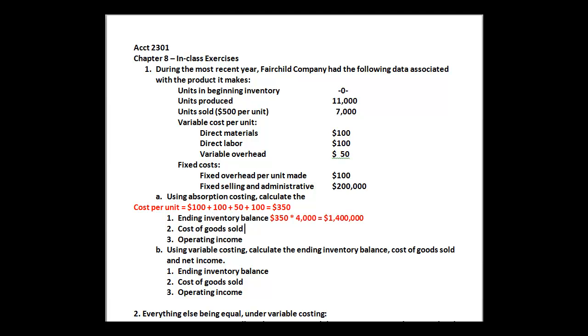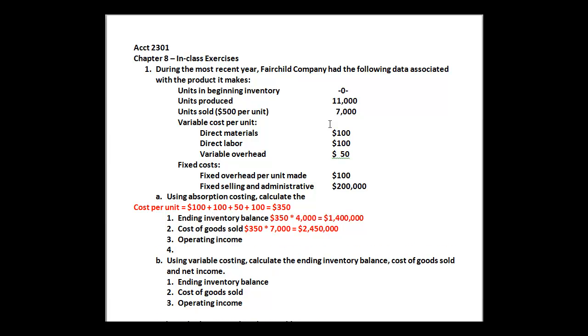For cost of goods sold, same thing. We want to take your cost per unit, which is $350, and this time we want to multiply it by the number of units sold, because it's the cost of the good. So the cost of the good is $350. Sold, we sold 7,000 units. So cost of goods sold is $2,450,000.